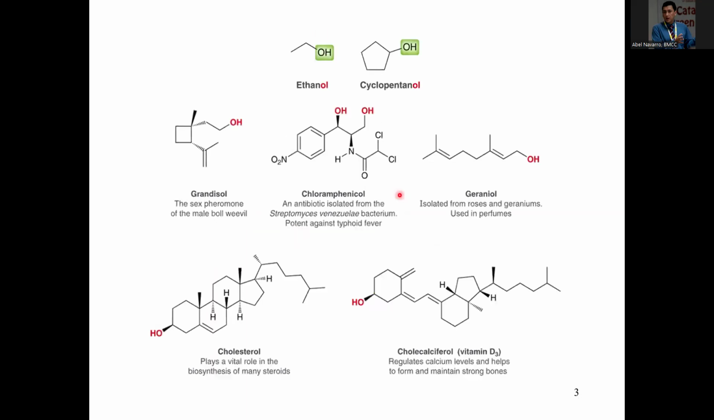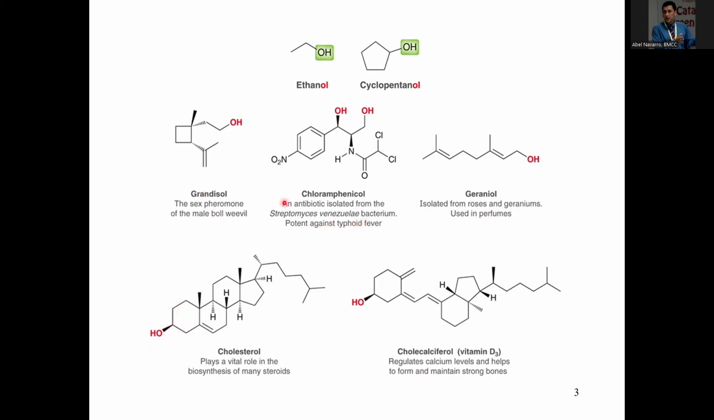Okay, so let's see, where do we find alcohol? So alcohol is right here. You can see, right, ethanol, cyclopentanol. This one is a cyclic compound, a cyclic alcohol. We can find it in a lot of antibiotics. You can find it in the smells, right? You can find it in vitamins. Cholesterol has an alcohol. It's a cyclohexanol here.